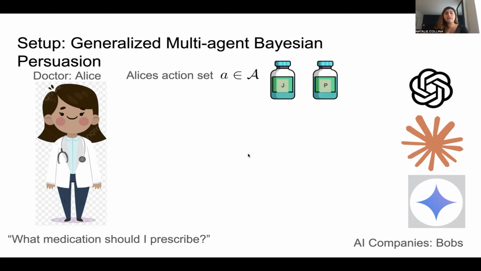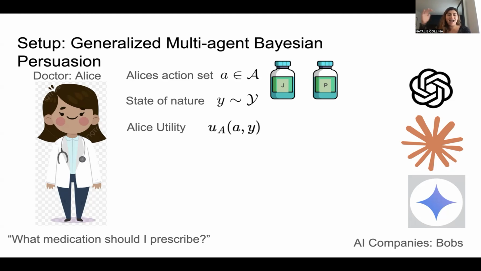So in this motivating example, the action set of Alice is, say, the medications that she could prescribe to her patient. The state of nature is, for example, the possible efficacies of all of the different medications for this patient. And Alice, the doctor, I'm also calling her Alice because in Bayesian persuasion, generally the senders are Bob and the receivers are Alice. Alice has some utility which depends on this action and this state of nature. So, hopefully high if it's an effective medicine that she chose for the patient.